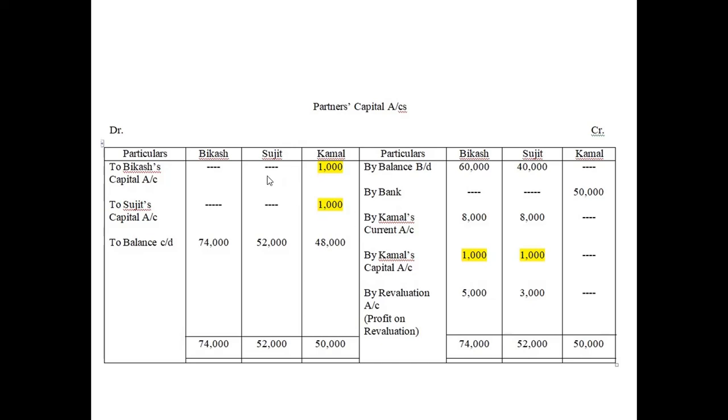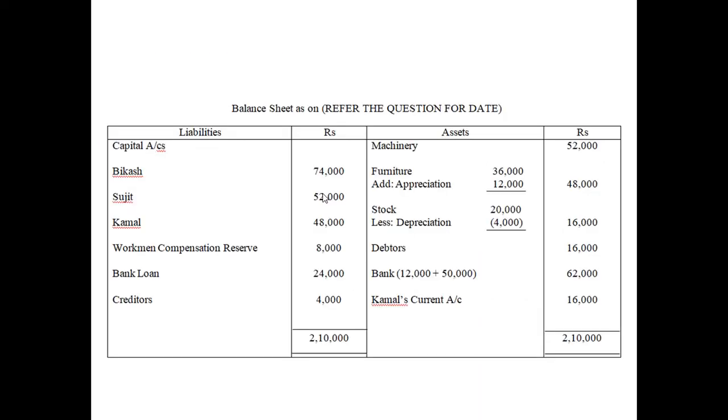Okay, this 2,000 is not the drawings. If it was drawings, then we had to subtract. But this 2,000 is only the capital adjustment, which means Kamal is bringing 50,000 in the business, out of which 2,000 will be kept by Vikas and Sujit, which will not be withdrawn. And the remaining amount, that is 48,000, will be treated as his capital. But the total capital on the admission of Kamal, he brought 50,000 only. That is why we have to write here 50,000.